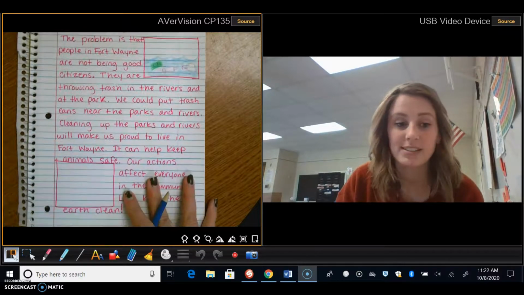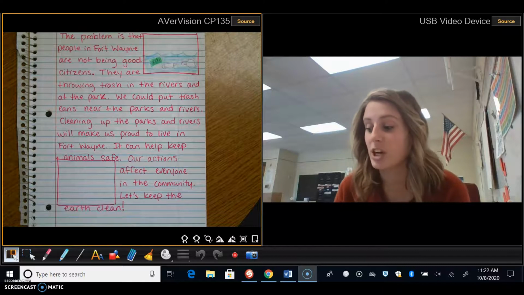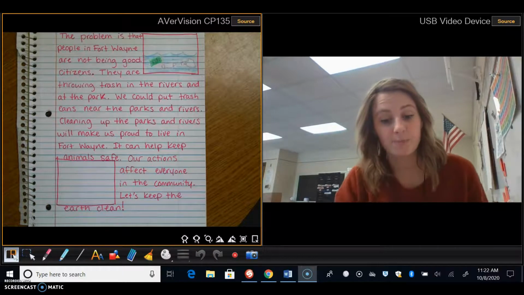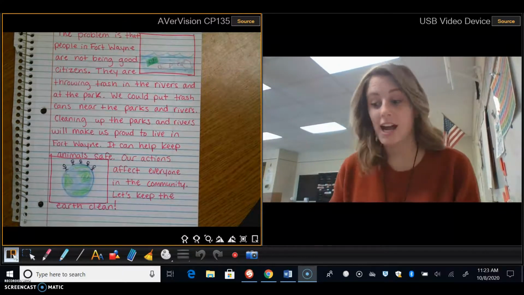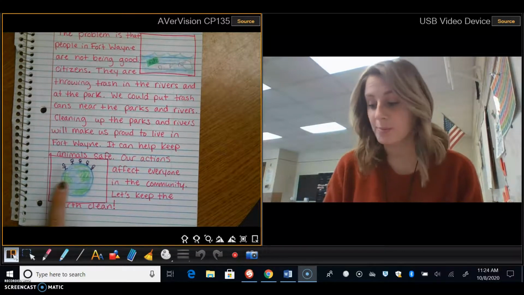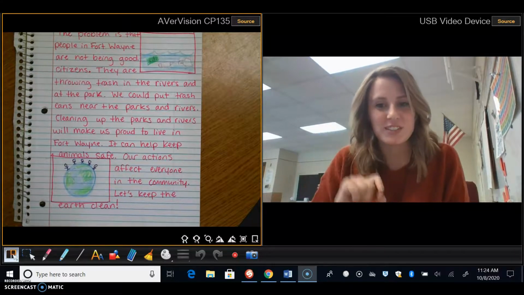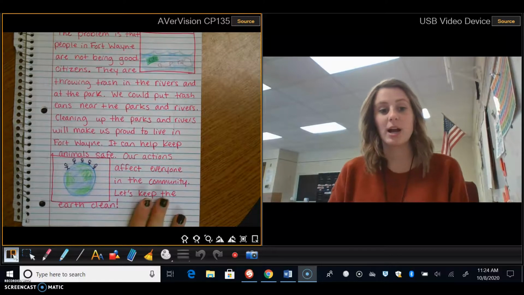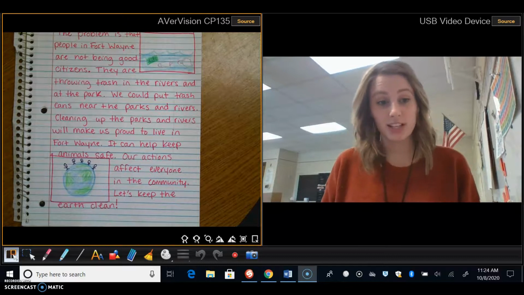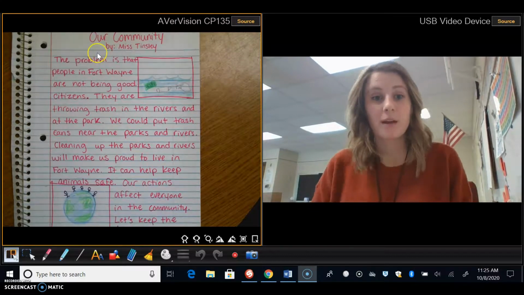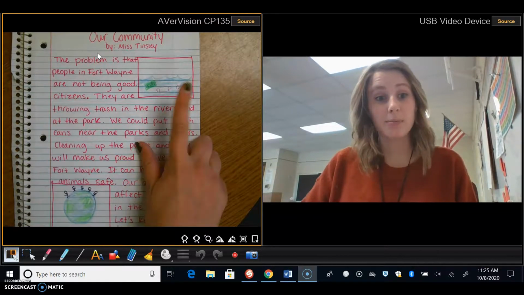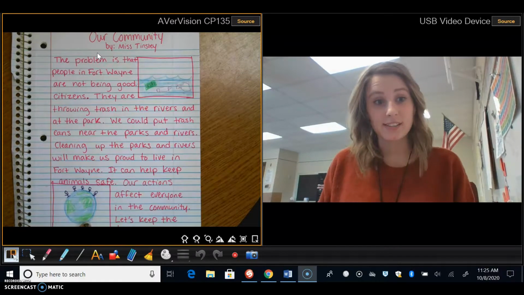Then I'm going to go down to my second picture box, and I'm going to draw a picture about how we can solve our problem, or even about our conclusion, okay? For my second picture, I drew a picture of our earth. Look how it's clean, it's blue and green, and we have people up here. If the people were a little bigger, I would have drawn smiley faces on them. So you can draw a picture about our concluding statement, about how our actions affect everyone, and how we should keep the earth clean, or you could draw a picture of our solution. But you should have two pictures that represent our article. So something that shows what the problem is, and something that shows what the solution is, okay?